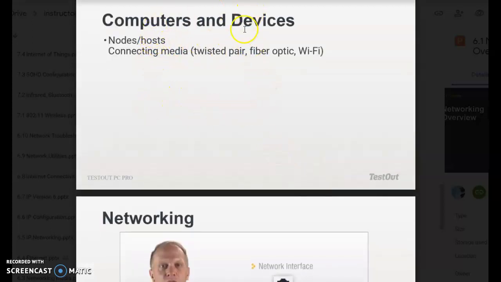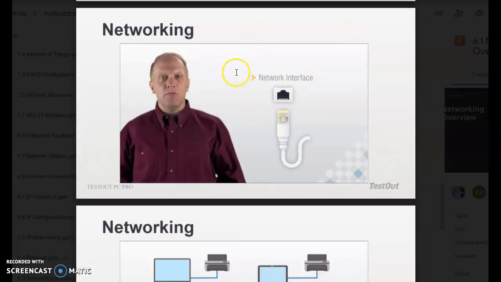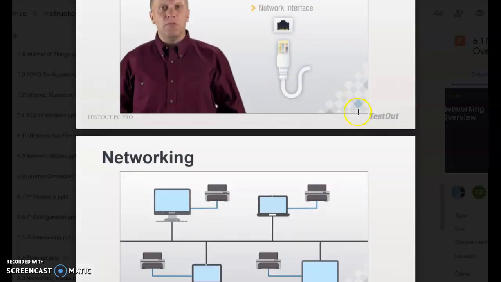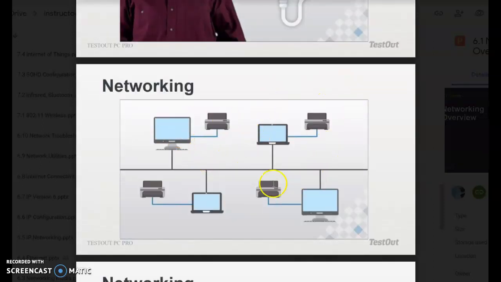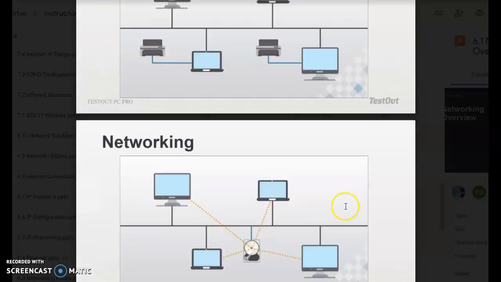Every device that you connect, we call that a node. And connecting media is the cables and the wires and the air, the Wi-Fi. The networking interface is what allows you to connect to the network. So now we call this a network, and we use a wire so that each computer is connected to each other.